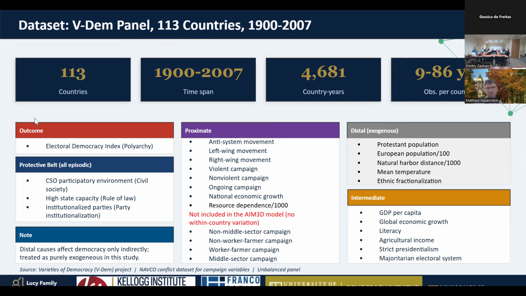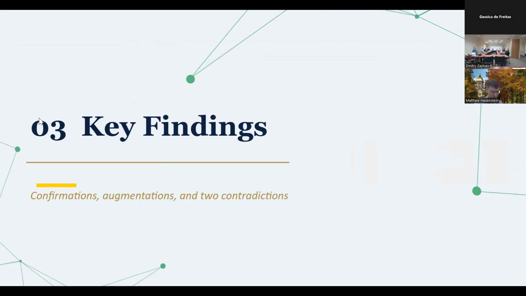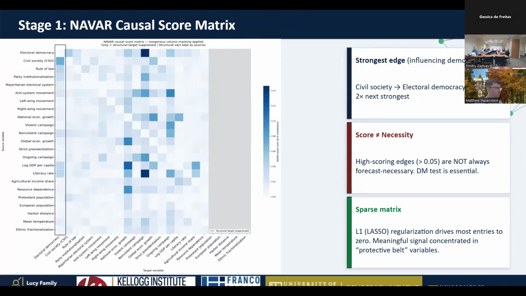But those two things had effects that were counterintuitive to me, and then in the AI model they drop out. They don't matter. So I'm kind of relieved that that happened. So this is where things get a little complicated.